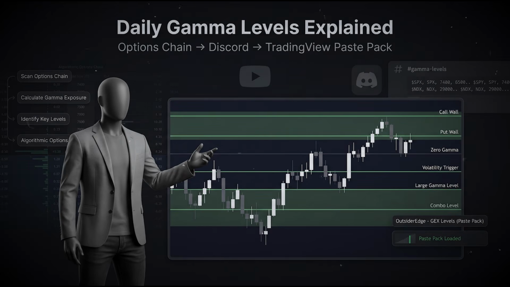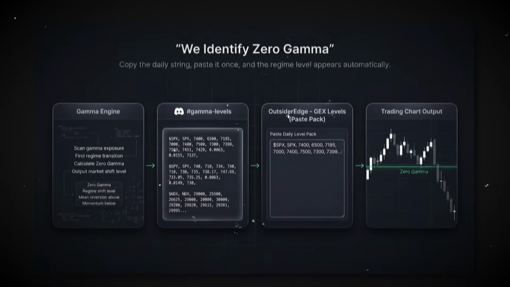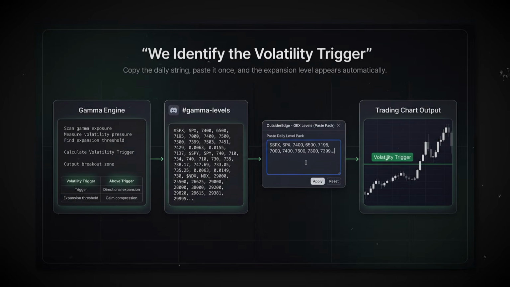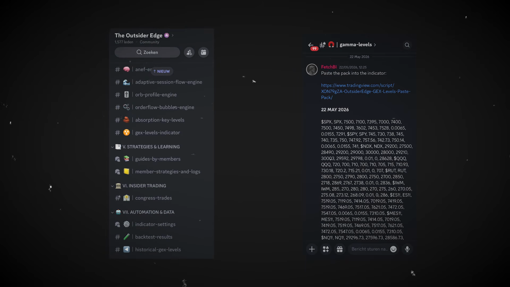Every single morning before the market open, we run our algorithm on the options chain and calculate the key gamma-based levels for the day. We identify where the important walls are. We identify the large gamma concentrations. We identify zero gamma. We identify the volatility trigger, and then we package all of that into a simple PacePack. That PacePack gets posted every morning in our exclusive Discord channel before the market opens.